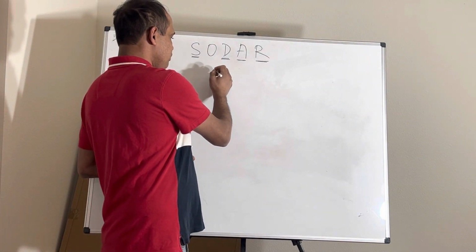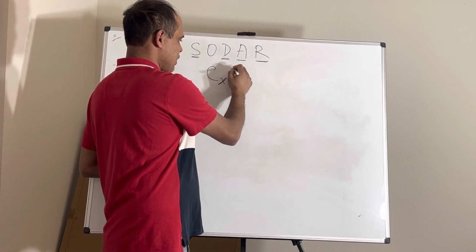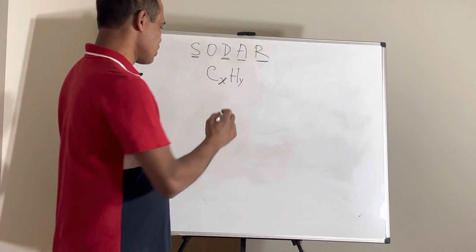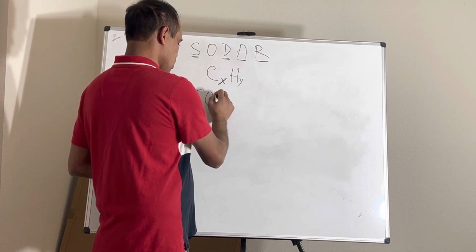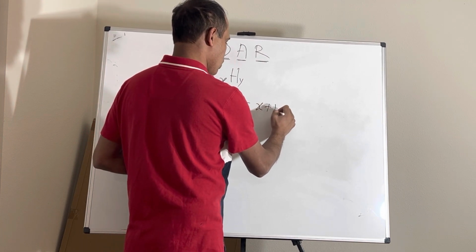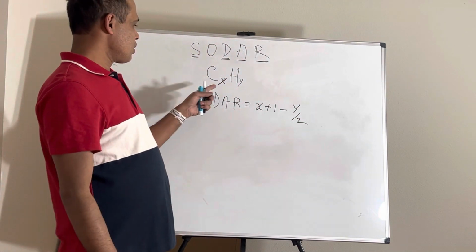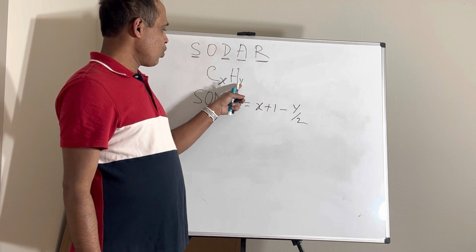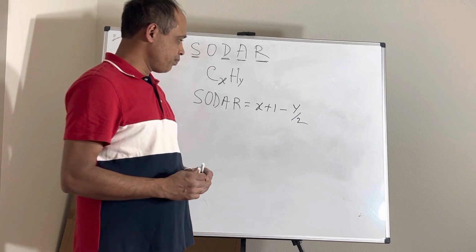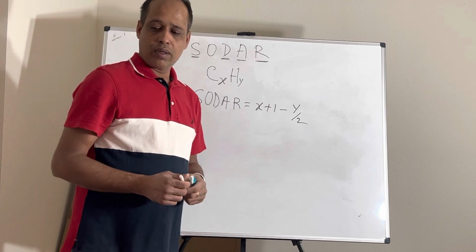So suppose you have a chemical formula CXHY. For this, you can get the SODAR number. It should be X plus 1 minus Y over 2. This is the rule. X is the carbon number and Y is the hydrogen number. So X plus 1 minus Y over 2. By this way, you can get the SODAR number of any molecule.